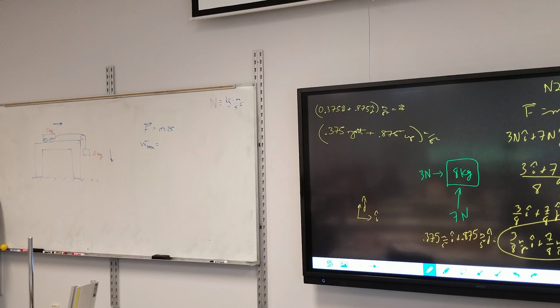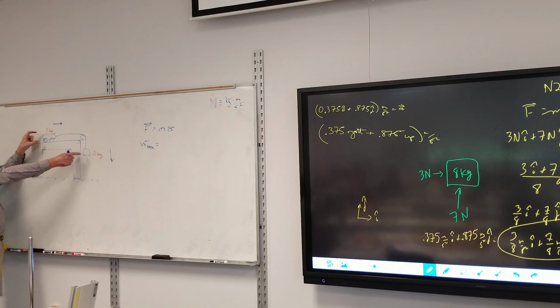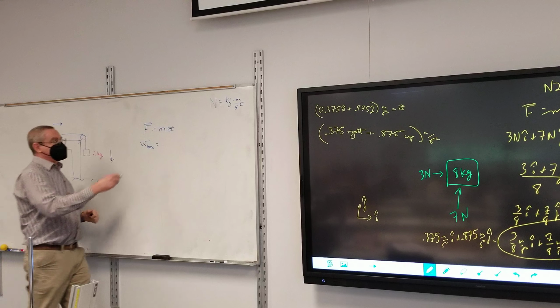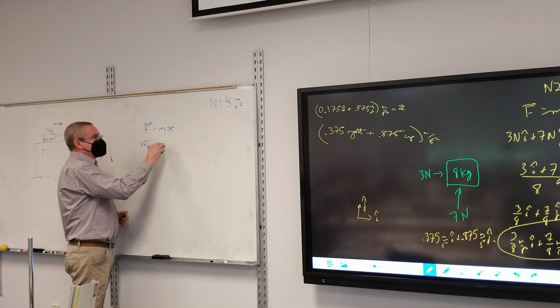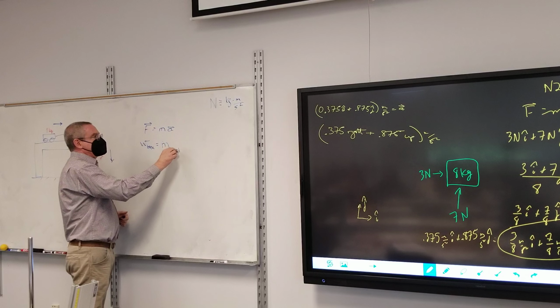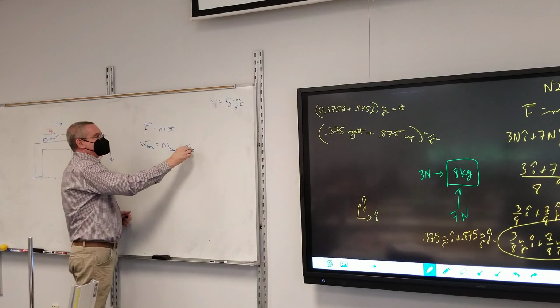So I'm going to set it up and suddenly that cart's going to be moving to the right, and nothing else is going to move? And the 1 kilogram, yes. They are both moving. Both of these masses are going to accelerate. So the total mass here is going to be the mass of cart plus mass of box, times acceleration.